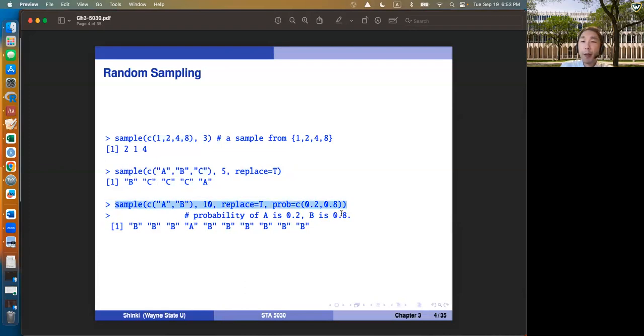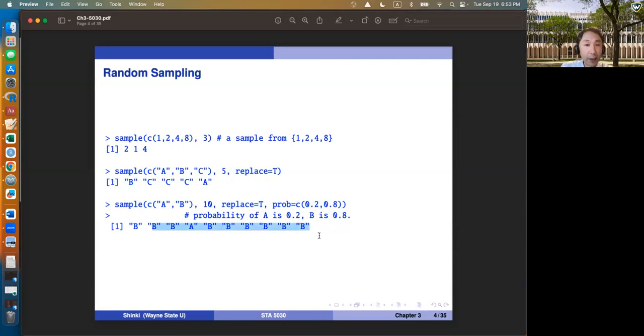And also, we can specify the probability for those observations. Suppose that we only have 2 elements, A and B, but A happens only with 20% probability and B happens with 80% probability. Then we can do it this way: sample c(A, B), 10, replace true, prob equal to c(0.2, 0.8). You can see this is a vector of 0.2 and 0.8. Then the answer can be this. So B appears with 80% probability each time.